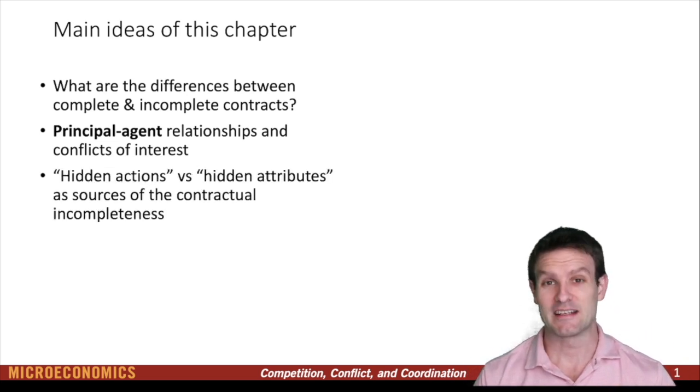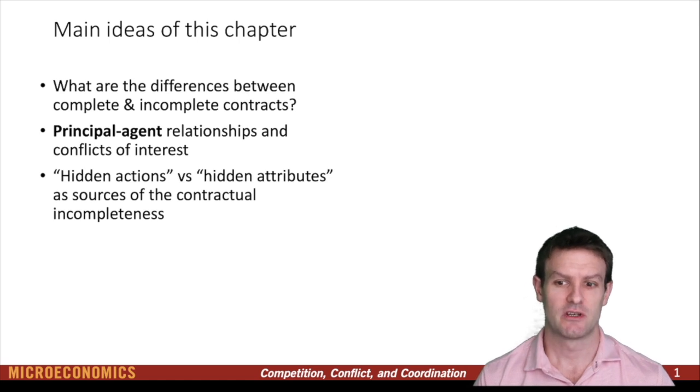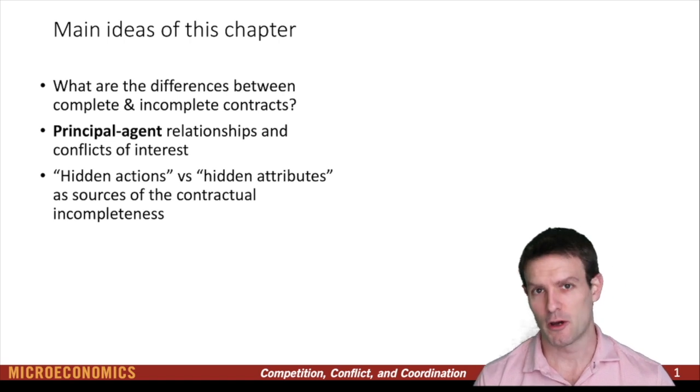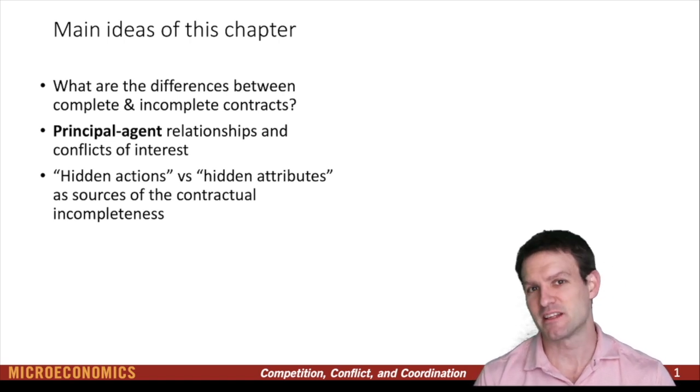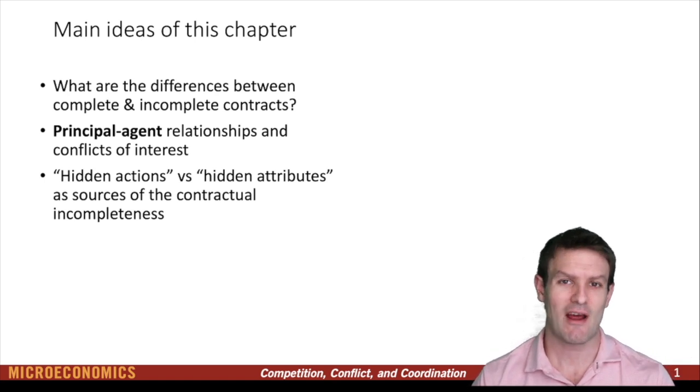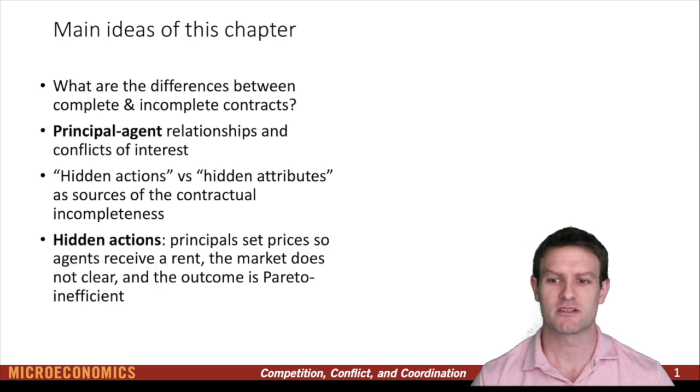We're going to talk about hidden attributes and hidden actions. And these are going to be sources of contractual incompleteness. This has got to do with asymmetric information, which you've learned about before, and whether someone might hide the actions that they have from a principal that they're interacting with, or whether someone might hide their characteristics, their attributes, from another person that they're interacting with.